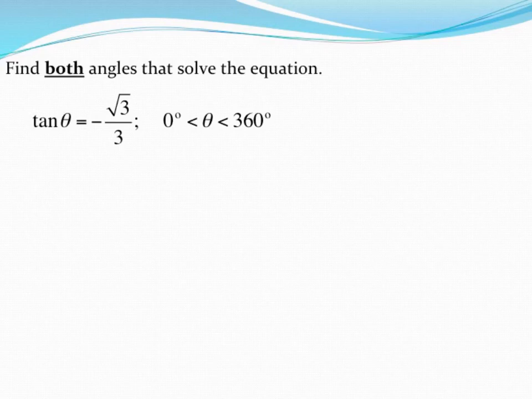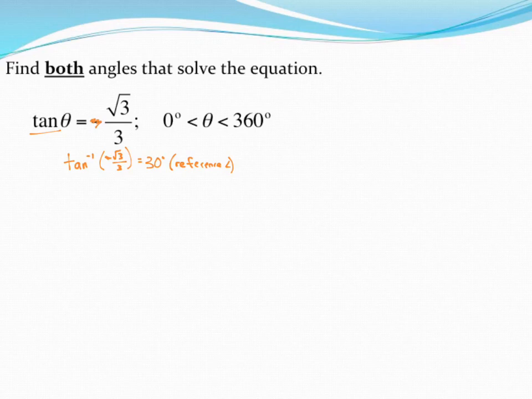This time, I'm dealing with tangent, and I want to look for both angles that will solve this equation. I'll begin the same way by using a calculator to find the inverse tangent of negative square root of 3 over 3. Actually, I take that back. Don't worry about the negative, just ignore it for right now. Just find the inverse tangent of square root of 3 over 3, and I see that that, again, comes out to be 30 degrees. Now, again, that may or may not be an answer. Last time it was an answer; this time it's not going to be an answer. Really, it's best to think of this as a reference angle.